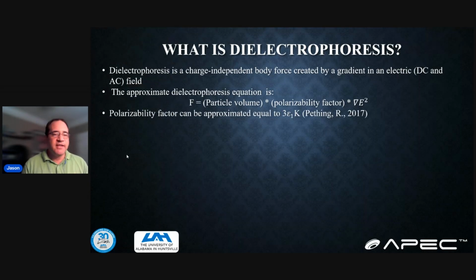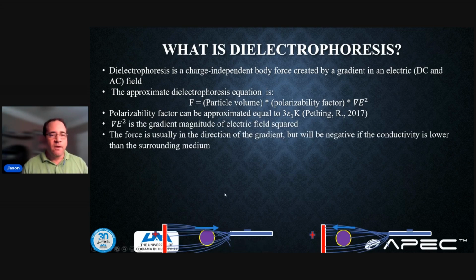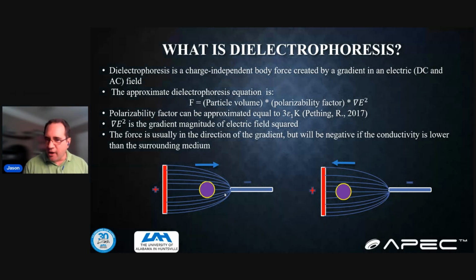So there's various ways of calculating and approximating this polarizability factor. And the force is usually, not always, but usually in the direction of the gradient. So let's take these pictures here. You have, for example, an electrode. This is the red plate, and then you have another plate that's oriented a different way, so that you've got almost like a sharp point on one side and a flat side on the other, where you're deliberately creating a gradient in the electric field. So the lines kind of bunch up towards this side. And generally speaking, you have an attraction of objects immersed in this field towards this sharp side.